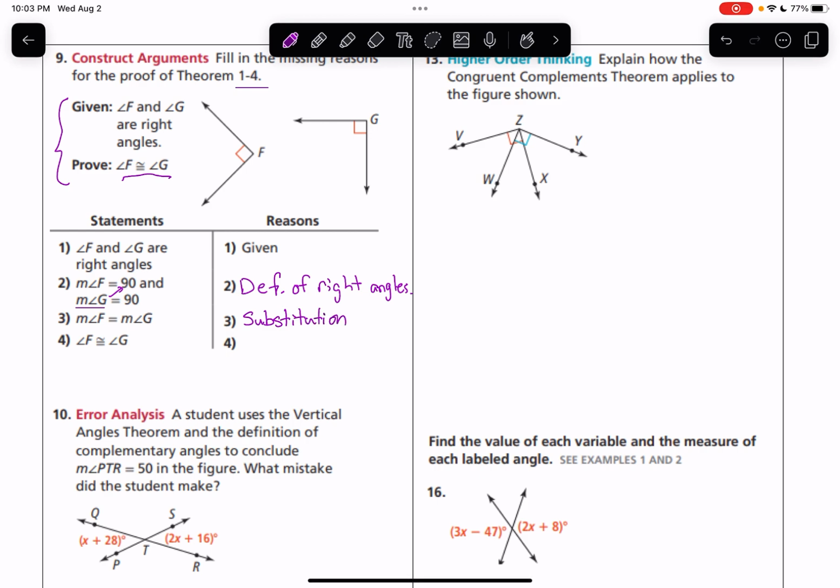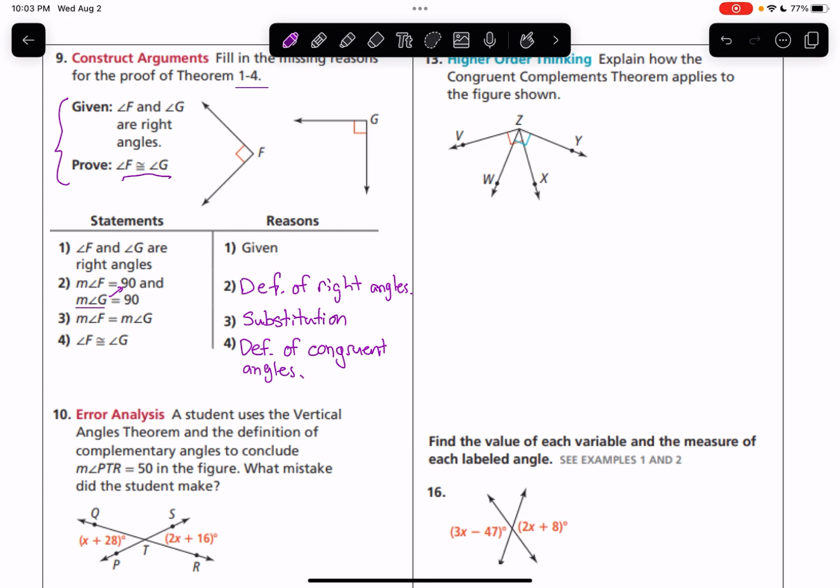And number 4, angle F is congruent to angle G. And so if we know the measures of the angles are equal, how do we know the angles are congruent? We know that because that's the definition of congruent, right? We know that equal measures equals congruent. So that's the definition of congruent angles.